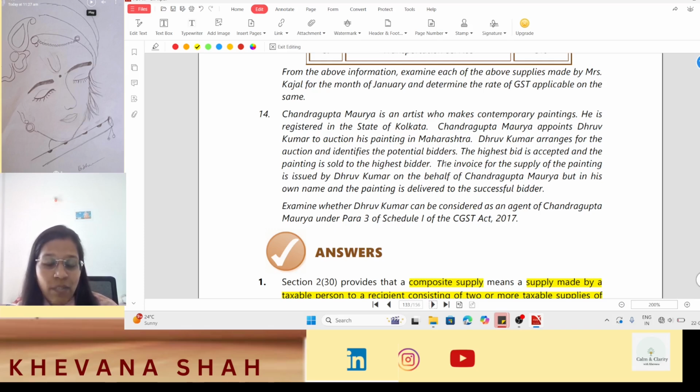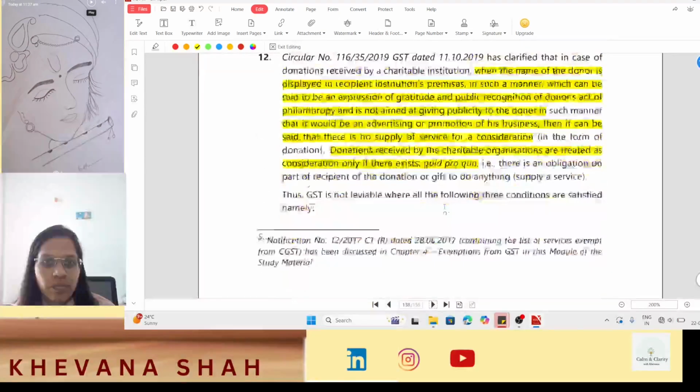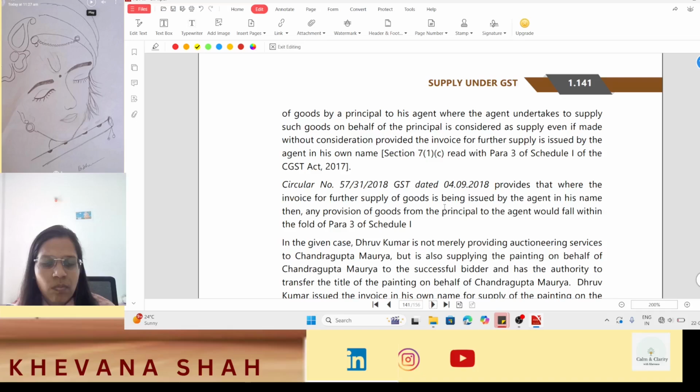Now we have to check if the invoice is in the name of agent itself. See, the invoice is issued by Mr. Dhruv Kumar on behalf of Chandragupta Maurya, but in his own name, and painting is delivered to the successful bidder. Okay. So this will be again treated as supply under schedule 1.